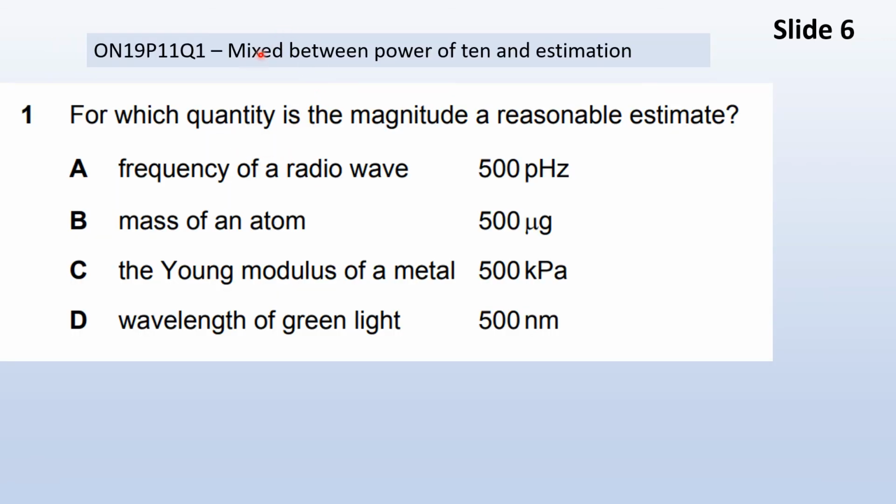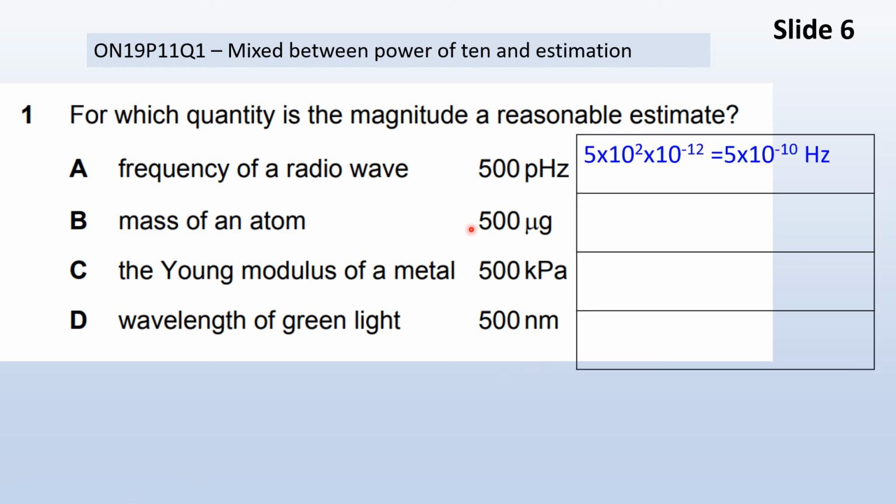This problem is an application of a mix between powers of 10 and estimation. For each quantity, is the magnitude a reasonable estimate? Option A, frequency of a radio wave, 500 picohertz. Mass of an atom, 500 micrograms. The Young's modulus of a metal, 500 kilopascals. Wavelength of green light, 500 nanometers.